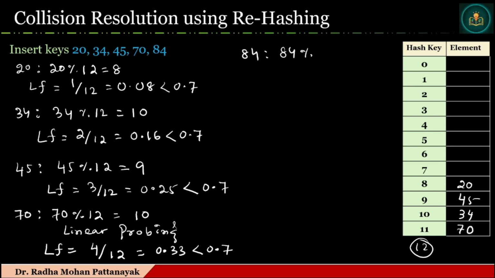84 modulus 12. So here, how much? That is 0. Clear? So the 0th address is free. We can insert it. But before insertion, find the load factor. Load factor equals 5 divided by 12. Clear? So 5 divided by 12, how much? 0.41, right? Which is less than 0.7. Clear? So for the load factor, there is no problem. It is within the range of 0.7. So we will insert 84 into the 0th address. So we put 84 here. Now all the elements have been hashed into the hash table at different locations.